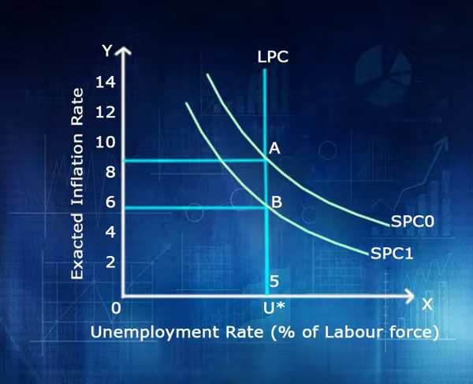However, when the expected inflation rate changes, the SPC shifts. As shown in the figure, if the expected inflation rate falls to 6% a year, the SPC shifts below SPC 1. The new SPC passes through the long run Phillips curve at the new expected inflation rate of 6%. The distance by which the short run Phillips curve shifts to a lower position is equal to the change in the expected rate of inflation.